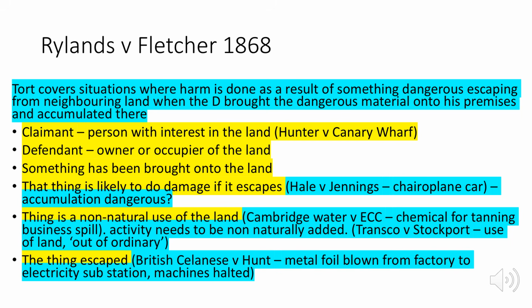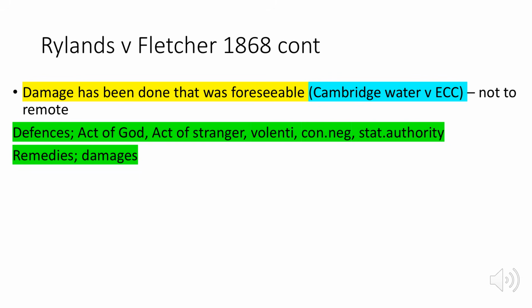So the tests for this are as follows. Something has been brought onto the land. That thing is likely to do damage if it escapes. So Howe v Jennings. The thing is a non-natural use of the land. So Cambridge Water, you can use for that. And also the activity needs to be non-naturally added. The thing escaped. So British Celanese, Hunt v Hunt. Also, the damage that was done was foreseeable. So Cambridge Water you can use again.